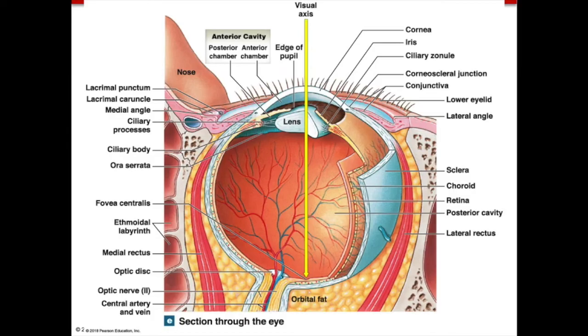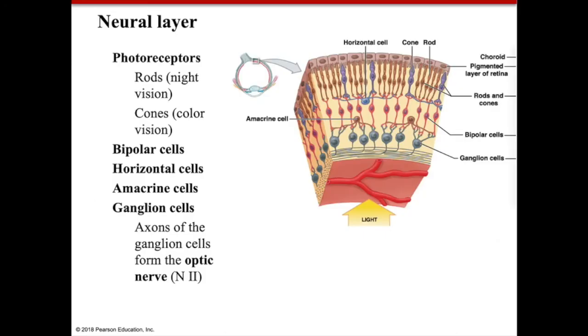So let's see how the neural layer of the retina is organized. We have the photoreceptors, which are outermost, which are the rods and cones. The rods are for night vision. The cones are for color vision or daytime vision. We see color when we have light.